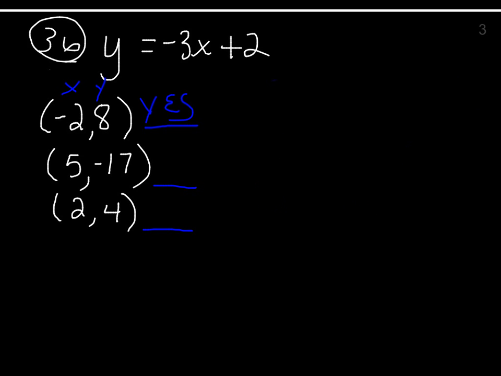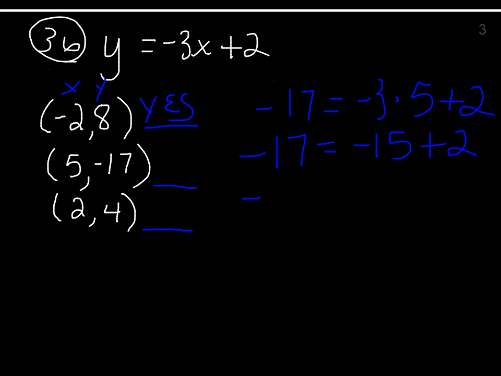So looking at the next one, 5, negative 17. So that means y is negative 17, so we put that in for y, equals negative 3 times 5 plus 2. And negative 3 times 5 is negative 15 plus 2. Okay, so we leave this negative 17 over here, and then we just continue solving this.